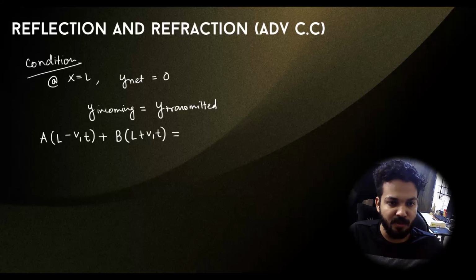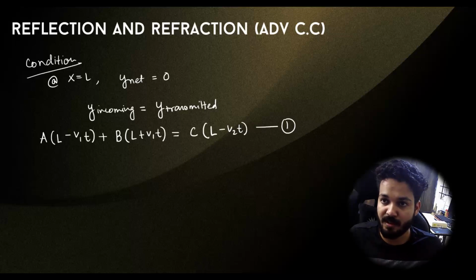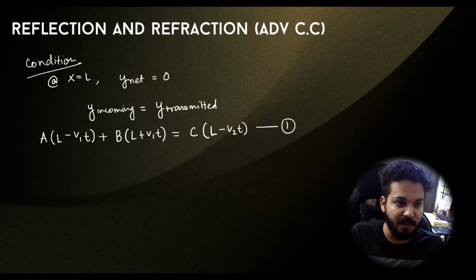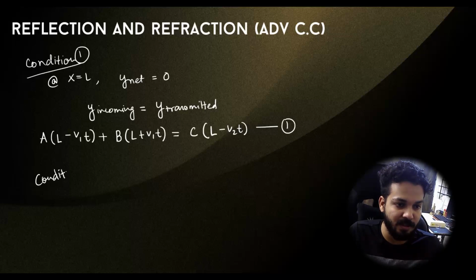Okay, and this I'm going to equate to c multiplied by (L − v2t). So this is going to serve as my first equation that I'm going to use. And the second condition that we are going to apply, and this is what we talked about in the simulation.